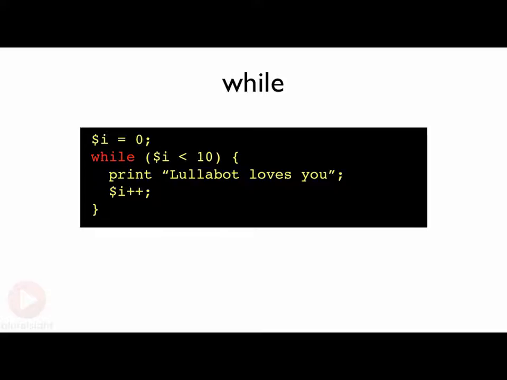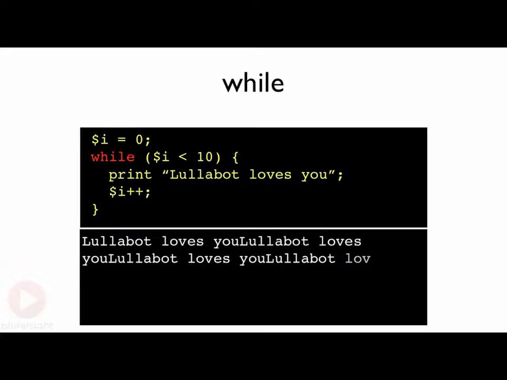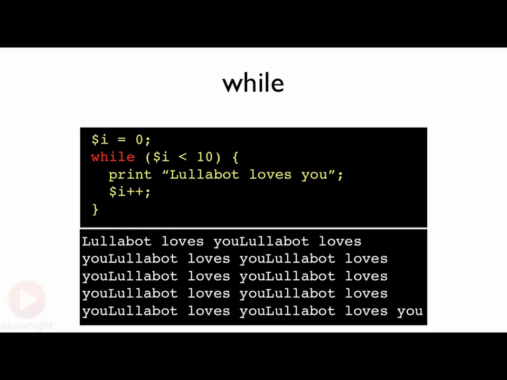So in our example here, we have a simple counter variable called I, and as we go through the loop, each iteration through the loop, the condition is going to be checked to see if I is still less than 10. If that's true, then it'll execute the code that will print Lullabot loves you, followed by a shorthand for incrementing the value of I. So on the first run, I will be equal to 0, which is in fact less than 10. So Lullabot loves you will print, and then I's value will be updated to 1. PHP will then return to the top, check to see that I is still less than 10, and continue. The result will be that Lullabot loves you will be printed 10 times in a row.